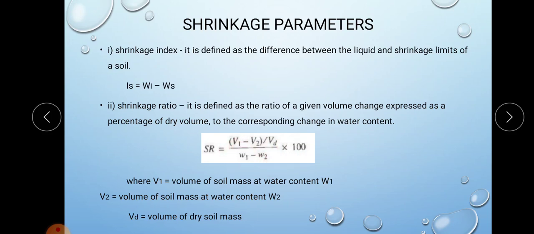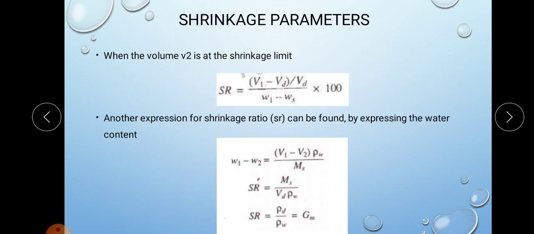So V1 is the volume of soil mass at a water content W1, and V2 is the volume of soil mass at a water content W2, and Vd is the volume of dry soil mass. So shrinkage ratio is the ratio of given volume change expressed as a percentage of dry volume to the corresponding change in water content. And the shrinkage ratio can be expressed in another form.